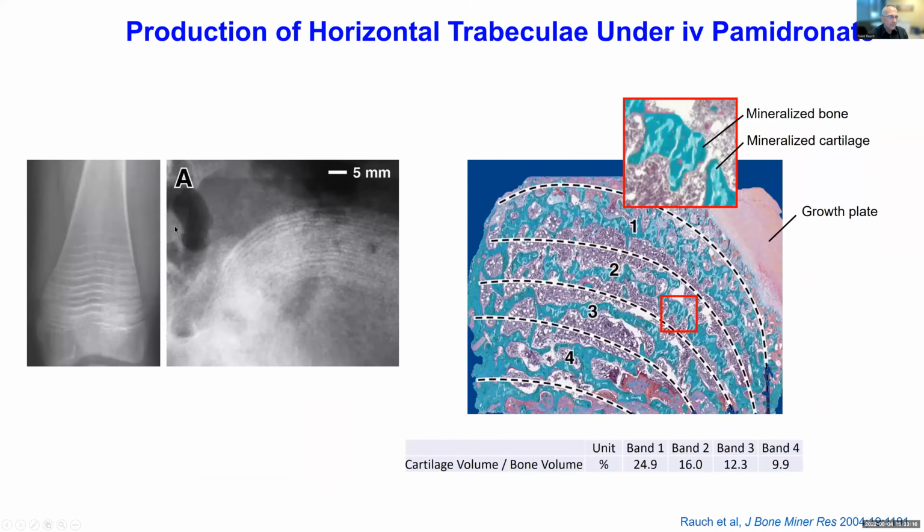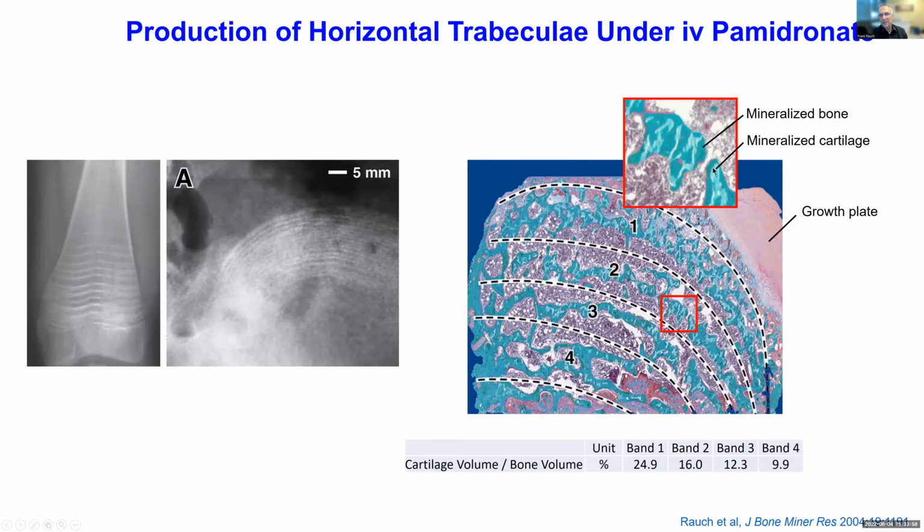And finally, when you give bisphosphonates, you have these lines that appear under the growth plate in the long bones. You can also see these lines in the ilium. So in some patients, by accident, we took the biopsy a bit too close to the iliac crest, close to the growth plate there. And then you can see a biopsy of these lines. So here on the right side, you have an example of that. The growth plate of the ilium is shown on the top. And then you have these individual lines that are visible here as horizontal trabecula.